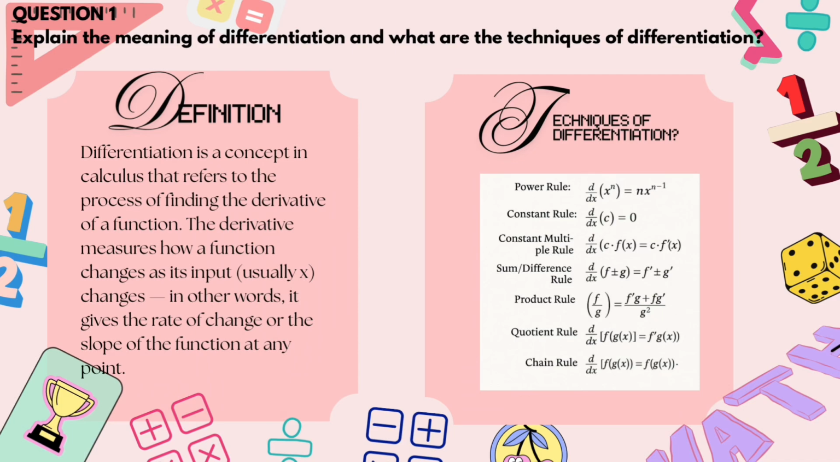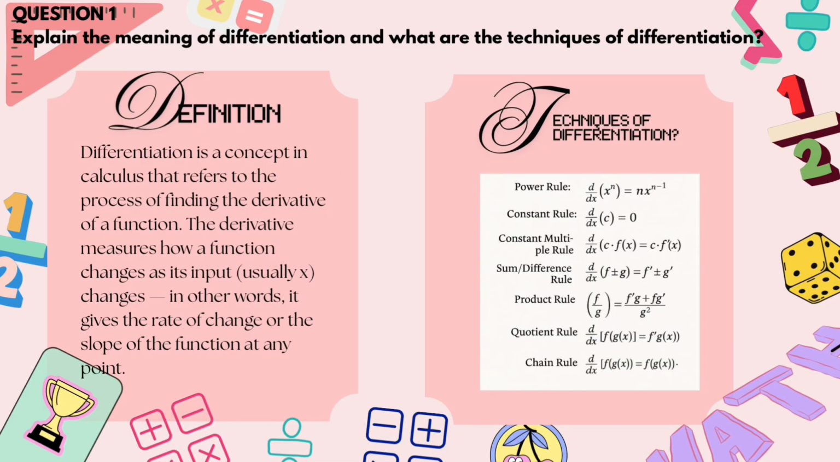Alright, for the next step is the constant rule. The constant rule says if you have just a regular number, a constant, by itself, it's not changing. So its rate of change is 0. As an example, if you have the number 7, its rate of change is 0. It's not going up or down.